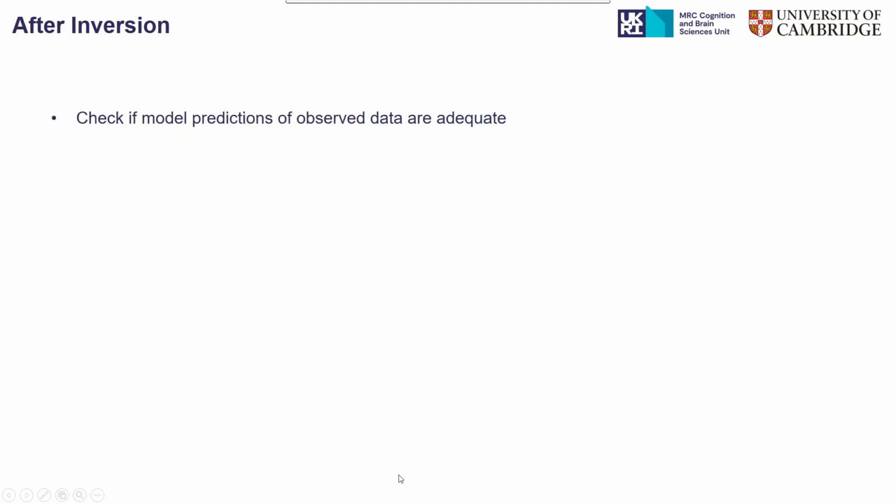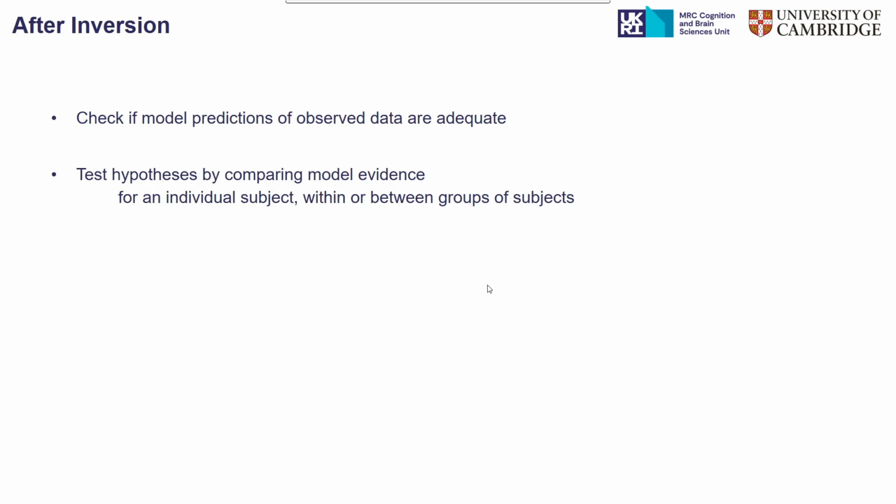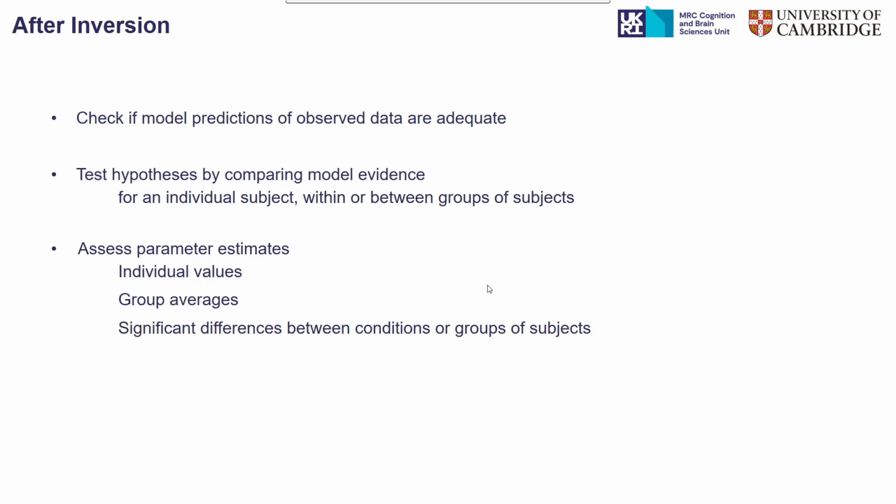Now once we have fit a model, we check if the predictions of our models are adequate compared to the observed data. We test hypotheses by comparing model evidence. So this involves comparing different architectures of connectivity. Let's say whether a certain connectivity has higher evidence compared to a reduced model with certain connections disabled. This could be for an individual subject or within or between groups of subjects. And lastly, we can assess parameter estimates, either individual values or group averages, or whether significant differences exist between conditions or groups of subjects.